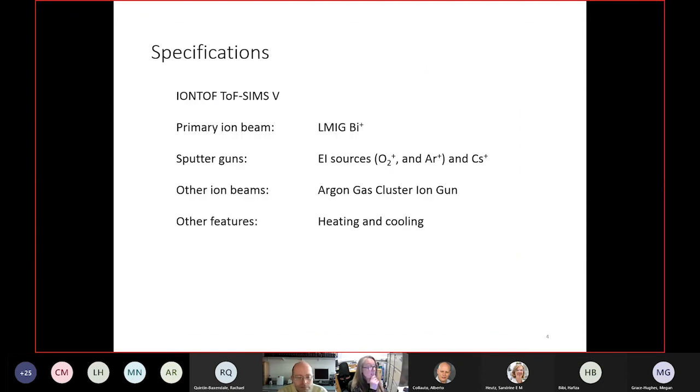Starting off with the time of flight secondary ion mass spectrometer, the specifications of the instrument are that we have a primary ion beam of bismuth and sputtering ion beams of oxygen, argon and cesium, as well as an argon gas cluster source. And this is quite important to have these different ion beams depending on the material that we are looking at. There's also heating and cooling available on the instrumentation.